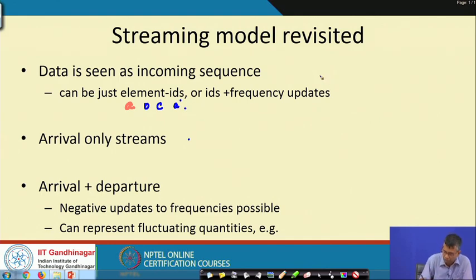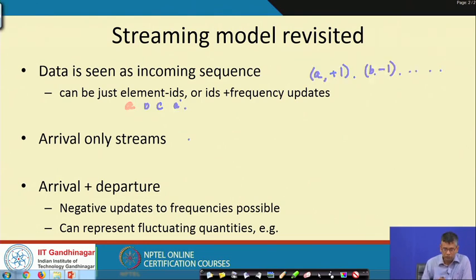Or you could have a model in which, instead of just getting the ID A, we get the ID A along with an update to the frequency of ID A. We get the ID B and along with that an update to the frequency of ID B and so on. These are two models that we sometimes use interchangeably. As you can imagine, the second model, the update model, is a little more powerful.